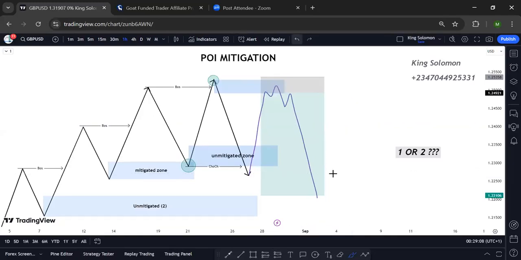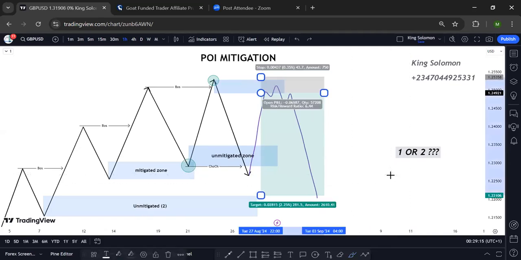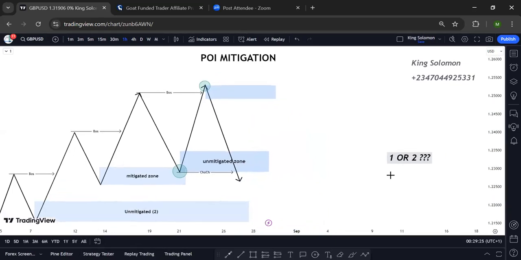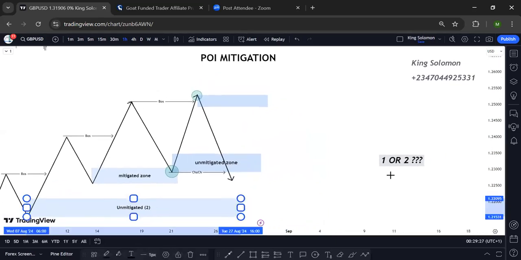But then this is a case, right? There's another scenario that can happen that I'm going to show you. And this is the scenario. If price comes to break the former high, in this case, let's say, let's delete this. Okay, let's now see, we now see price coming to do something like this.